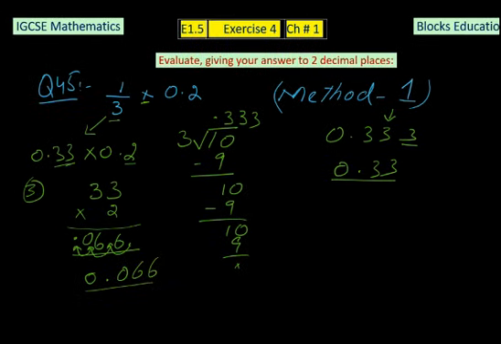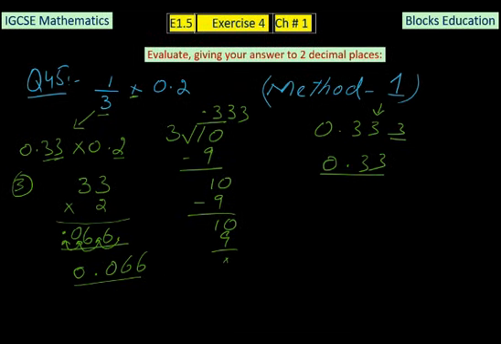So the answer is 0.066. And in the last, as we know that we have to write the answer to 2 decimal places, it means that we have to round off this decimal. So we have to look at the next digit, which is greater than 5. So it means you have to add 1 to it. So it will be 0.07. So this is the final answer. So in the next part, we'll continue with method number 2.